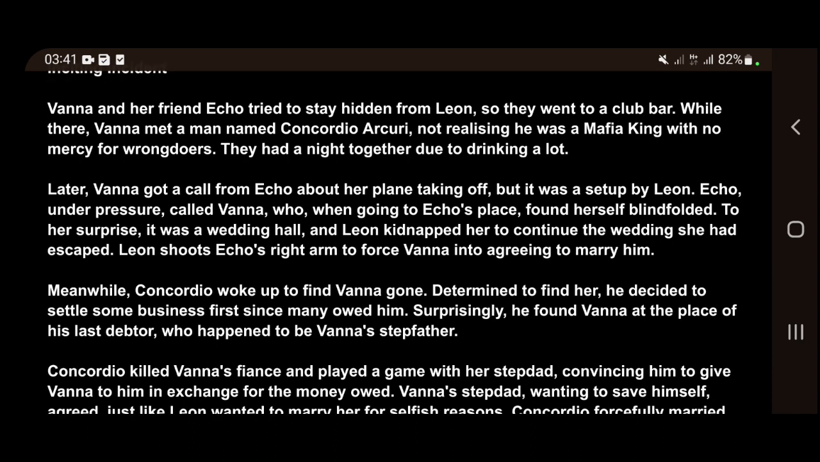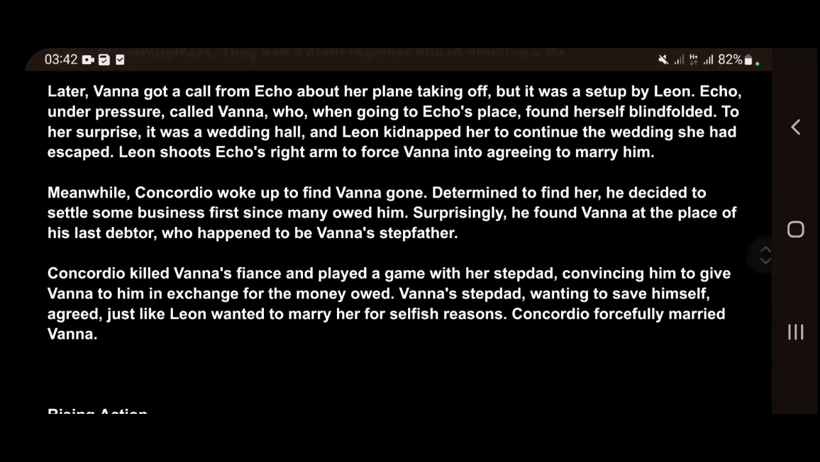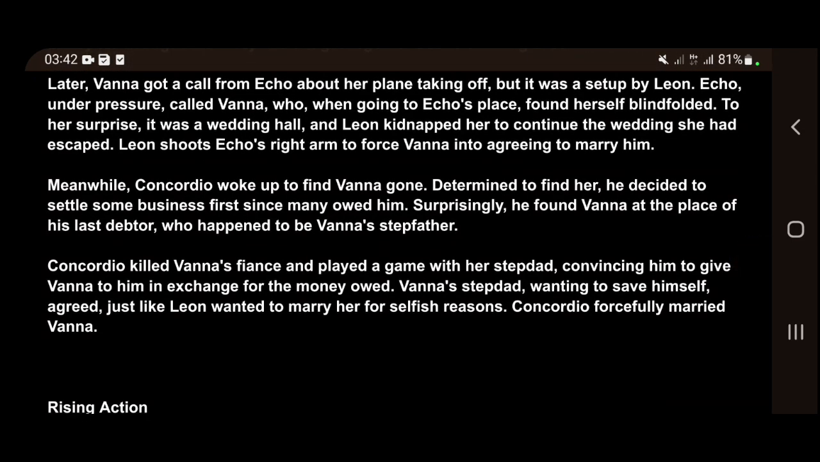If you can see what is happening here, a lot of conflict is happening. A lot of heated things are happening. So that's the beauty of these stories, okay? The beauty of a story is conflict. Without conflict, the story is not beautiful, okay?